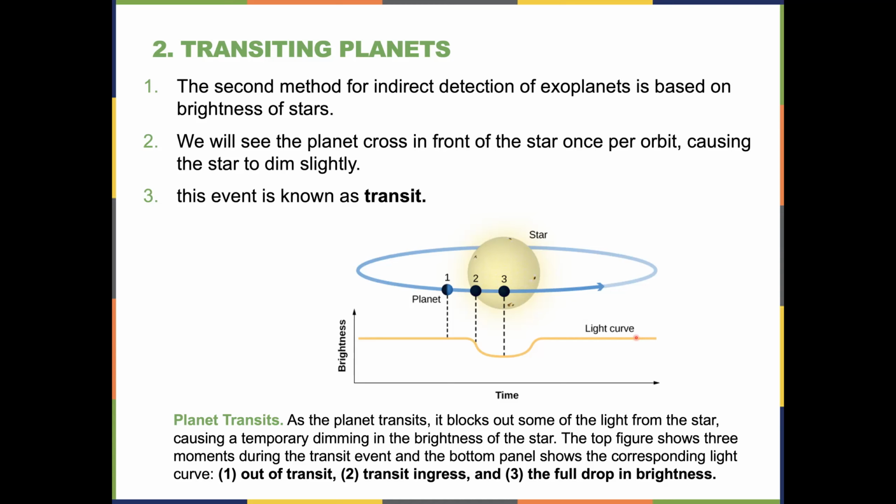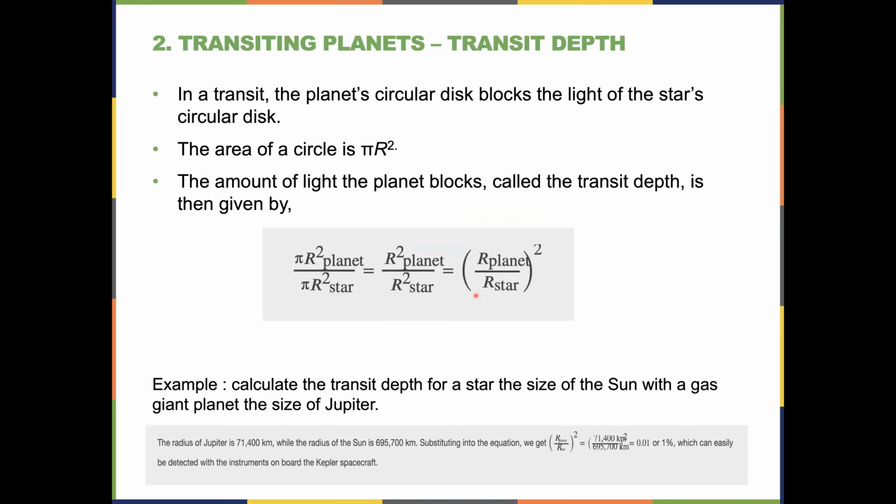Now there are specific names for these 3 positions. The first one is called out of transit, and I have mentioned it here. The second one is called transit ingress. And the third one is full dropping brightness, right? So those are the 3 positions. Once again, this is the second method of detecting exoplanets. And nowadays, these are the two basic methods that we use to detect exoplanets.